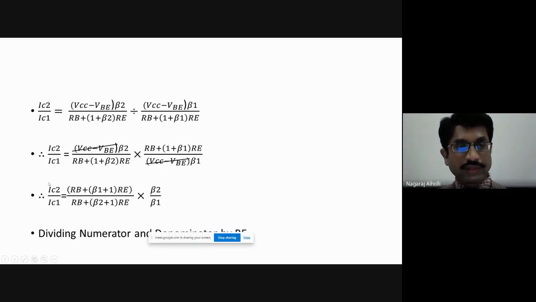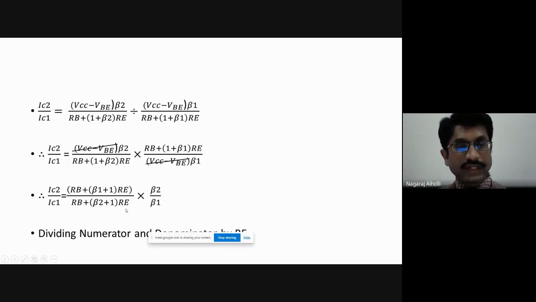Okay, so in the equation we got here, VCC minus VB gets cancelled. So IC2 by IC1 will be equal to RB plus 1 plus beta 1 into RE, divided by RB plus 1 plus beta 2 into RE, multiplied by beta 2 divided by beta 1. Beta 2 is in the numerator and beta 1 is in the denominator.